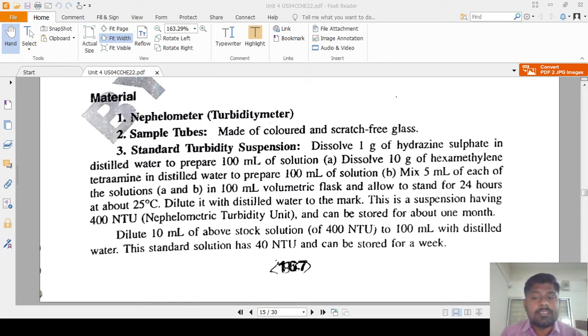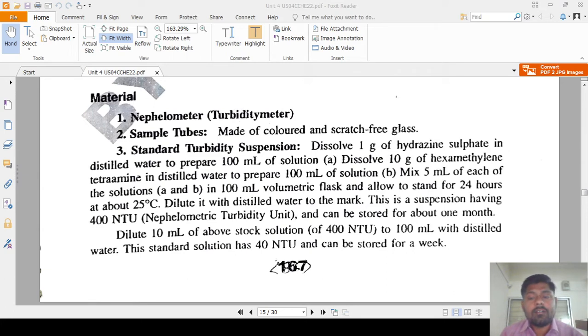1 gram of hydrazine sulfate in distilled water to prepare 100 ml solution. Then dissolve 10 gram of hexamethylene tetramine in distilled water to prepare 100 ml solution. Okay, 5 ml each of the solutions, that means A and B, are mixed in a 100 ml volumetric flask. Here the 1 gram hydrazine sulfate in distilled water is called solution A, and 10 gram hexamethylene tetramine in distilled water is called solution B.